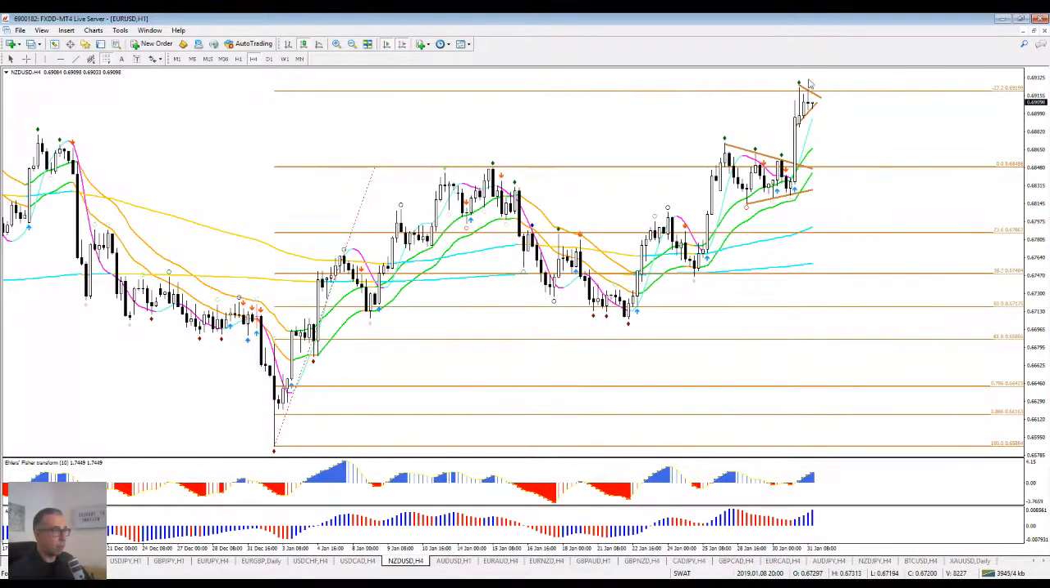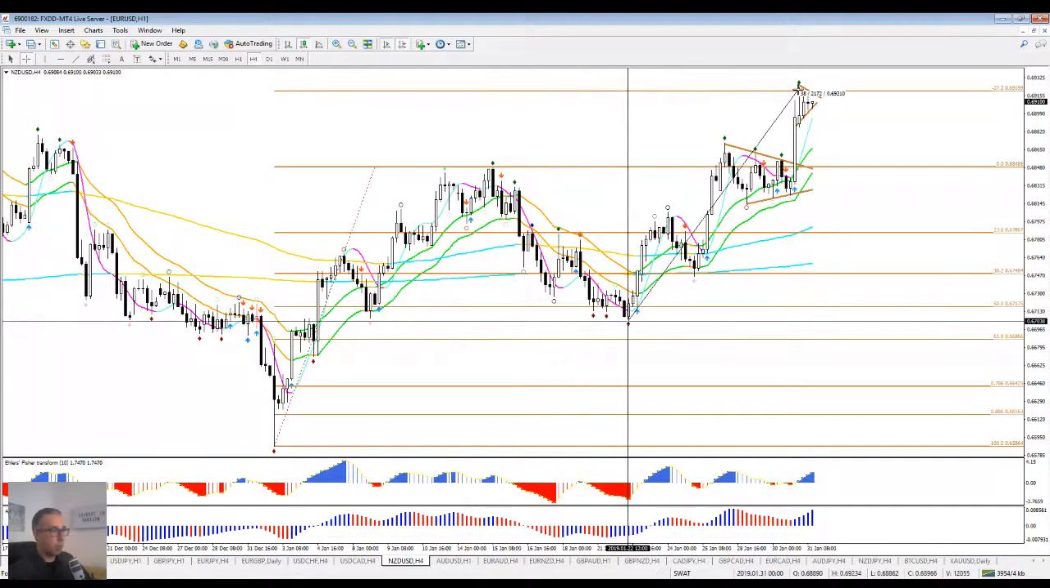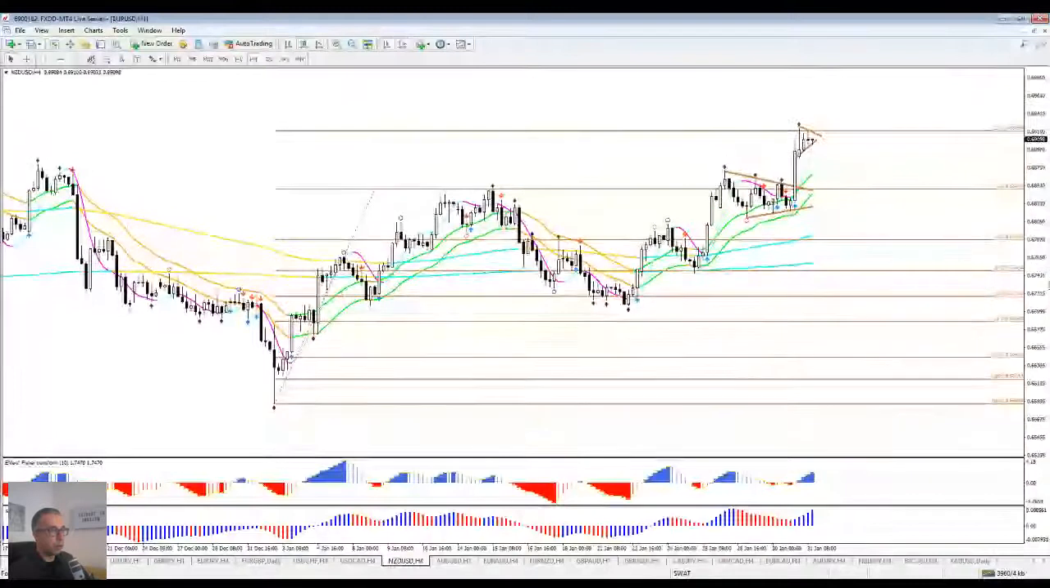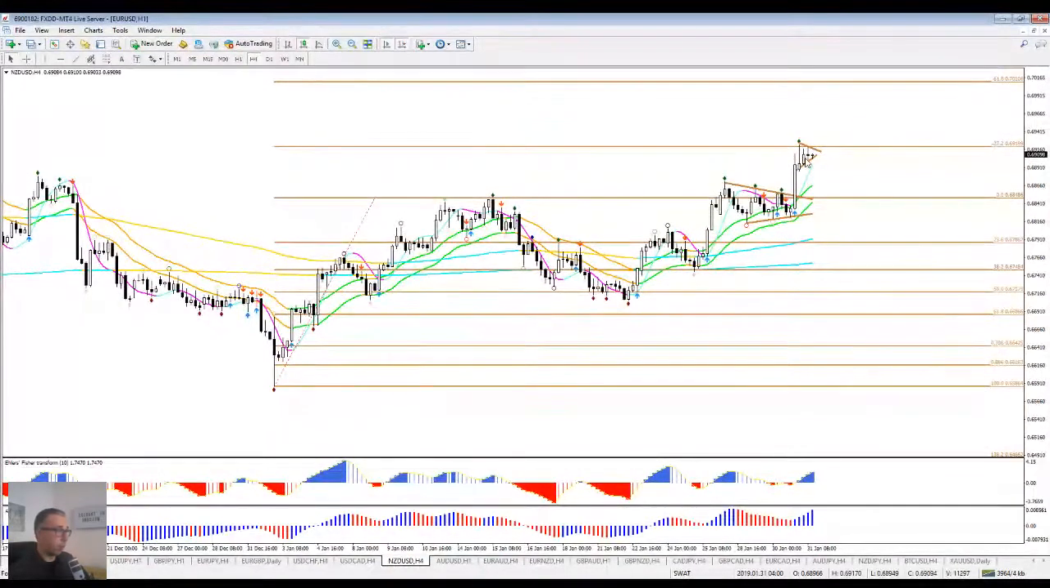It bounced off the -272 target. This first wave is about 260 pips. This is 220. So we need at least 40 pips more to be a wave 3. The wave 3, well, technically it could still be a wave 3, but then there's almost no retracement possibilities here before it runs into the top of wave 1. So for wave 3, we would really expect price to go up to the -61.8 target at 0.70.